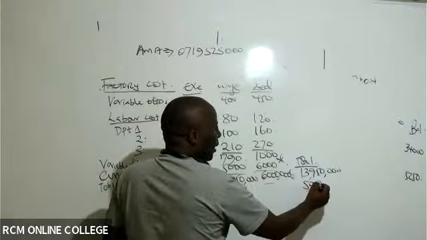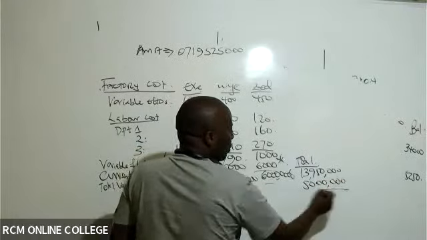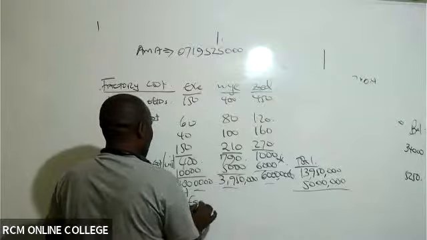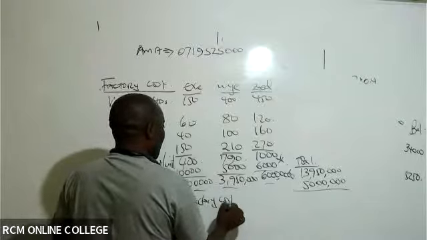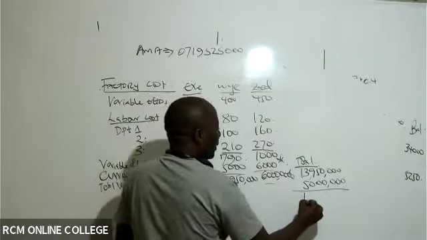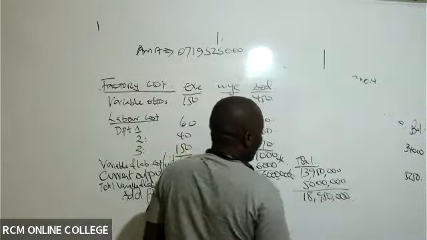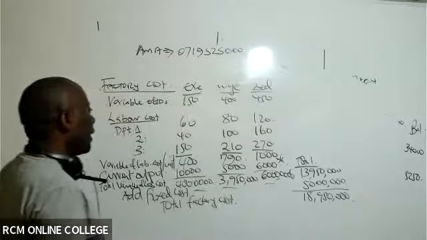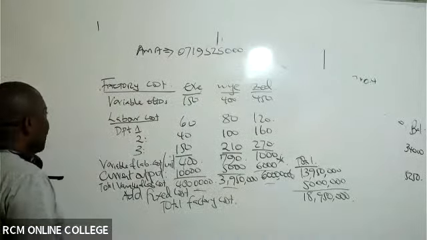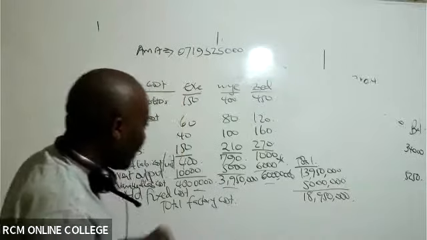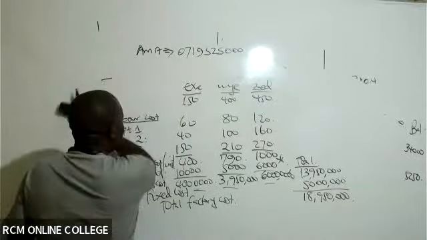It's 5 million. So then the total factory costs will be 18,950,000. Now listen, last step.